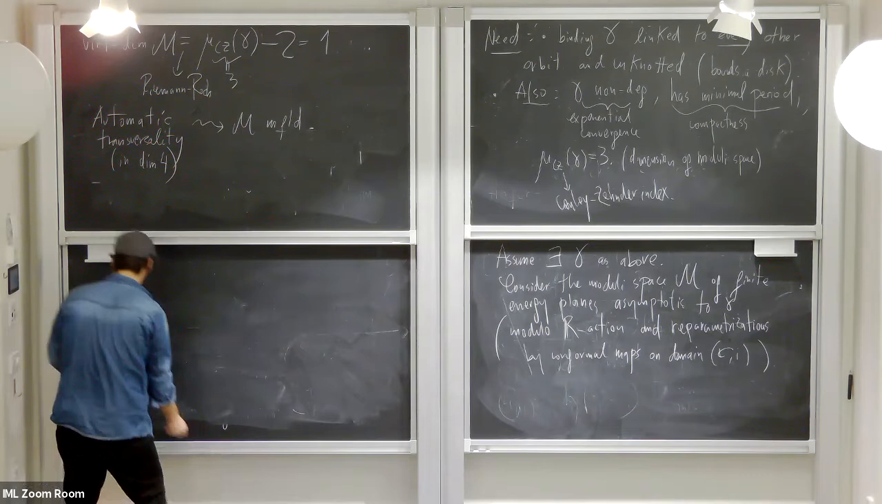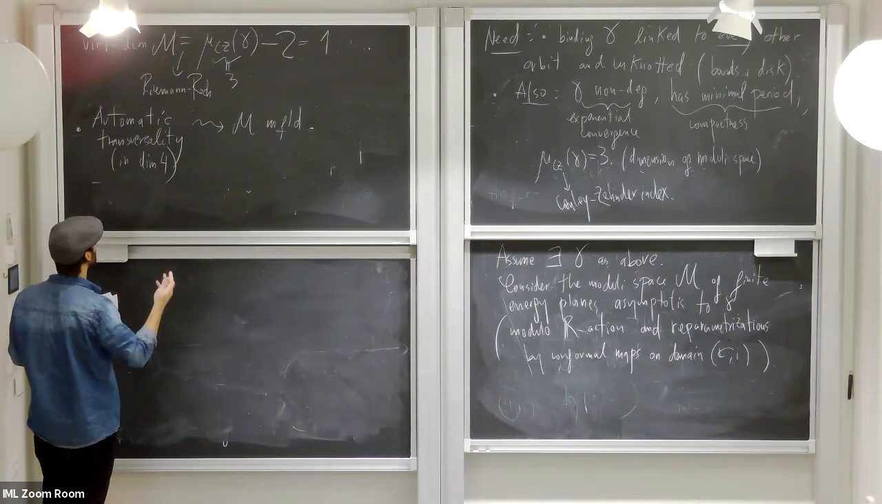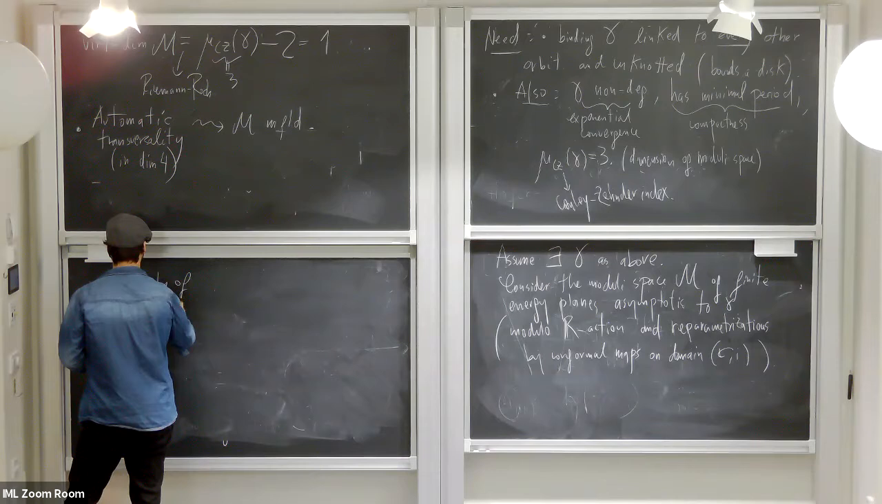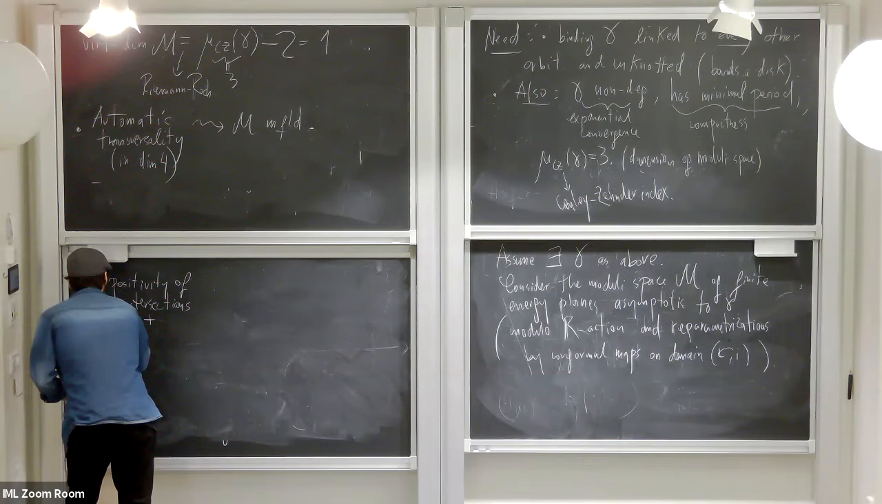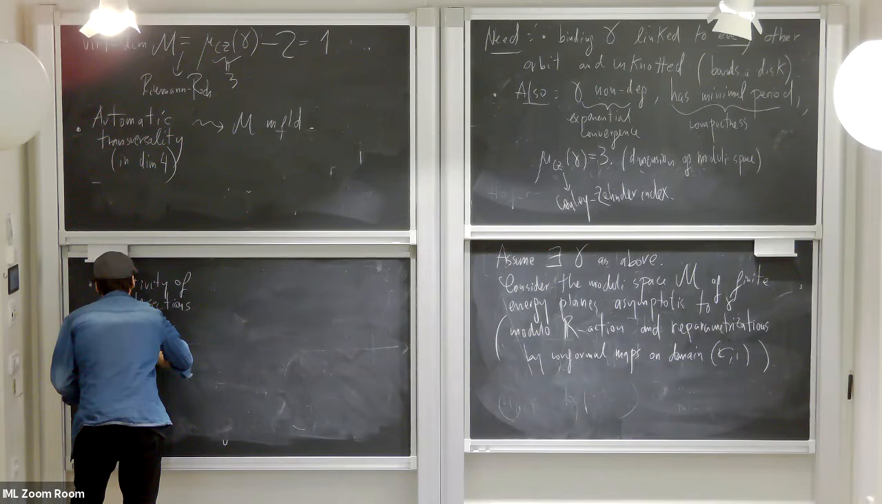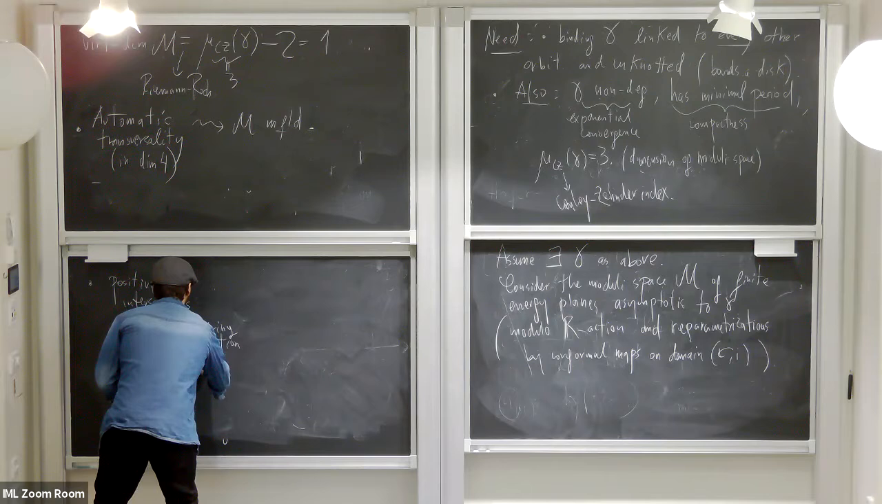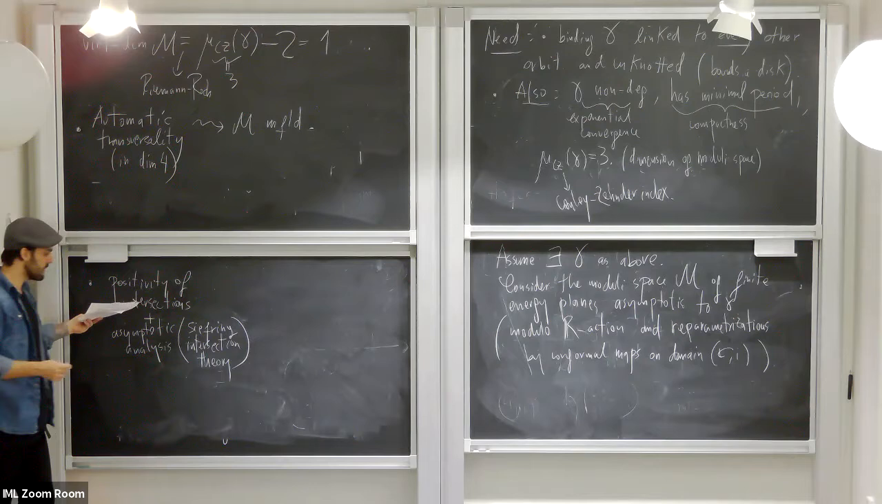So this is one of the basic inputs to try to understand what M is. Another basic input is called positivity of intersections. And here there's also another ingredient, which I'll just say is asymptotic analysis. More specifically, Siefring intersection theory. Positivity of intersections is, again, in dimension 4.